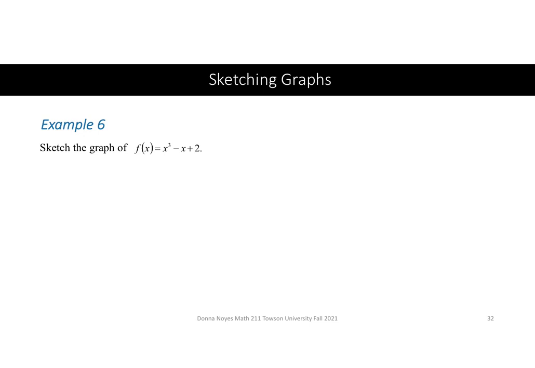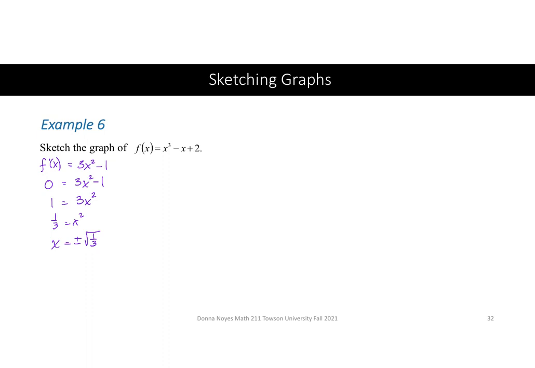Let's try another. So let's sketch the graph of f of x equals x cubed minus x plus 2 without our calculators. So we start with, as usual, find f prime of x, which is 3x squared minus 1. Set it equal to 0. So 0 equals 3x squared minus 1. So 1 equals 3x squared. So 1/3 equals x squared. Take the square root of both sides or raise both sides to the 1/2 power, however you want to think about it. And you find out that x is plus or minus the root of 1/3.